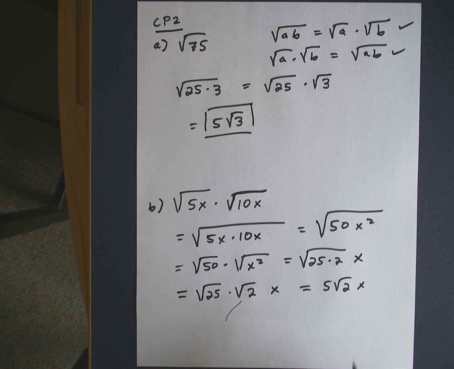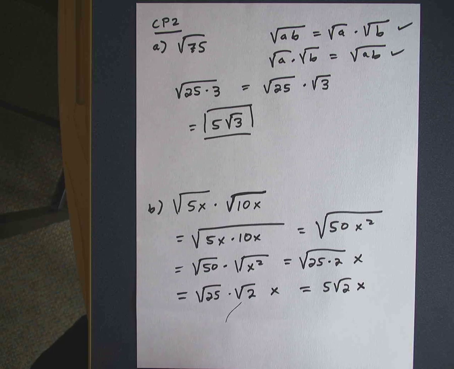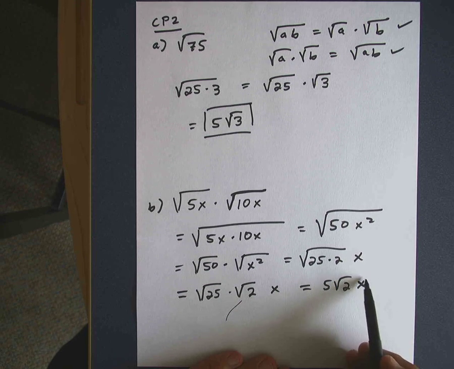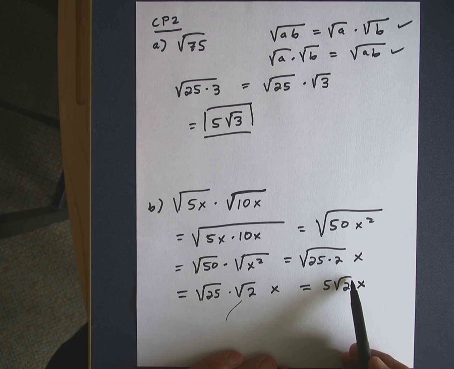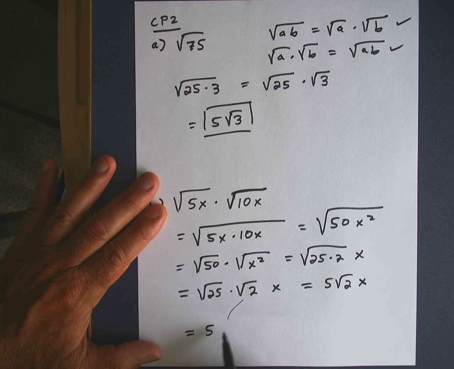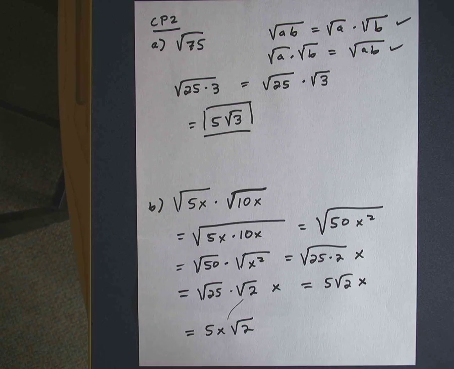And this would be a correct way to write this, although normally we do not write it like that, because when you write this with the square root symbol, depending where you end the symbol, it might look like the x is under the square root. So normally what we would do is move the x up with the 5 and write it as 5x times the square root of 2, and then there's no ambiguity from the x looking like it's under the square root symbol.